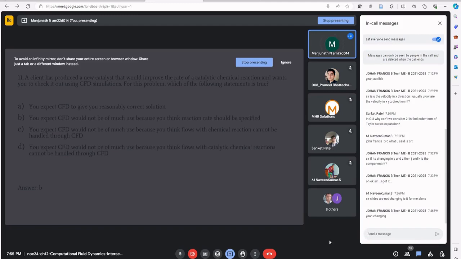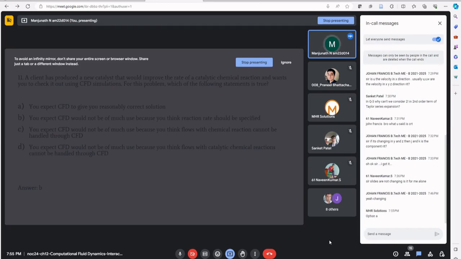You can either turn on your mics and answer, or actually this is a practice session. It's not like we are giving you some tutorial or something. Here you can ask your doubts and get your doubts cleared. That will help you in solving your actual assignments. So if the client has produced a new... Yes, can I say something? Yes, yes.